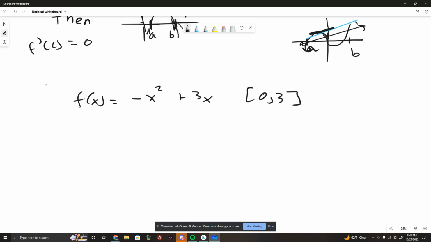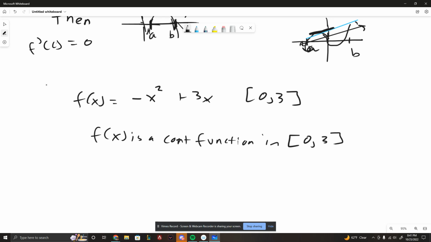So let's see. This is a polynomial. This is a quadratic, which means it is continuous. There's no asymptotes, there's no holes here. So that means f of x is continuous. It's a continuous function in the closed interval of 0 to 3.